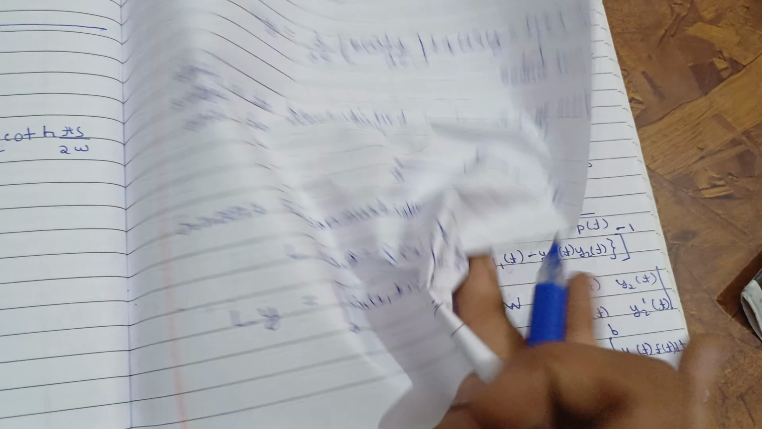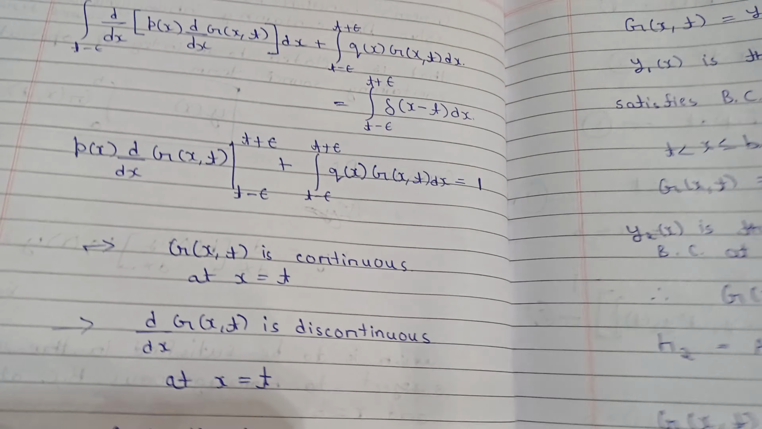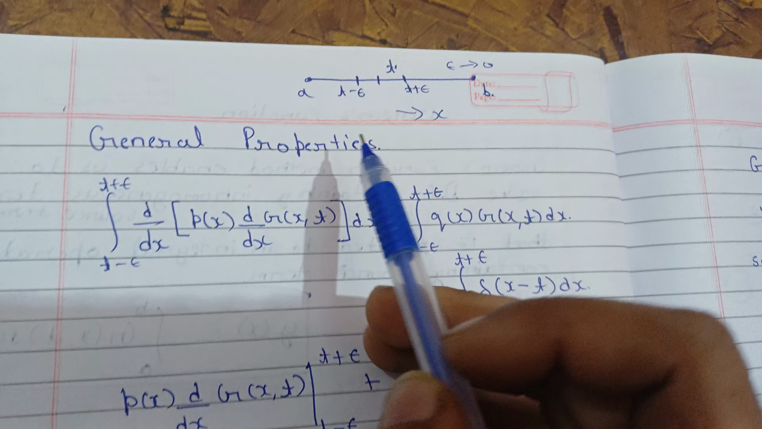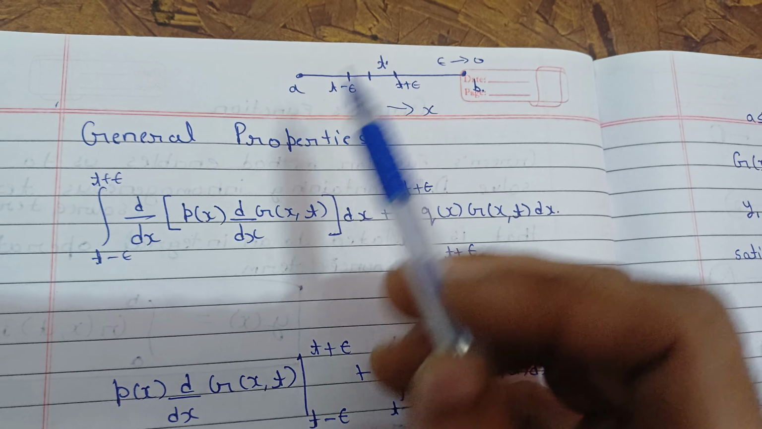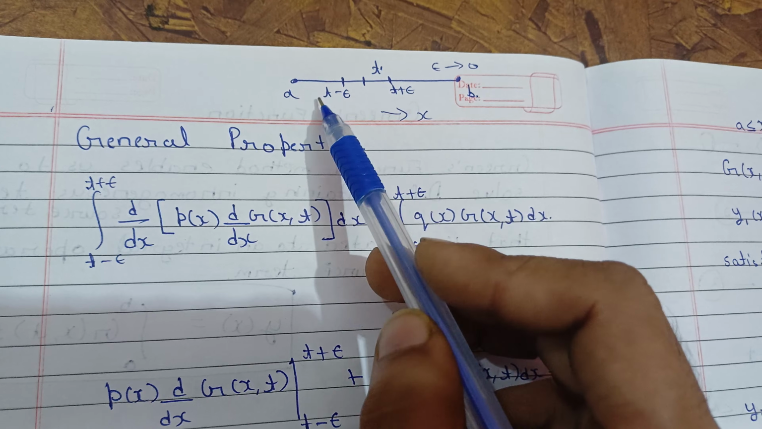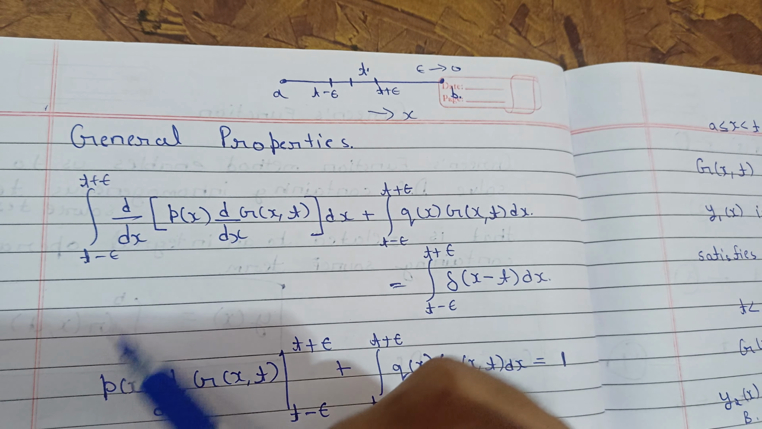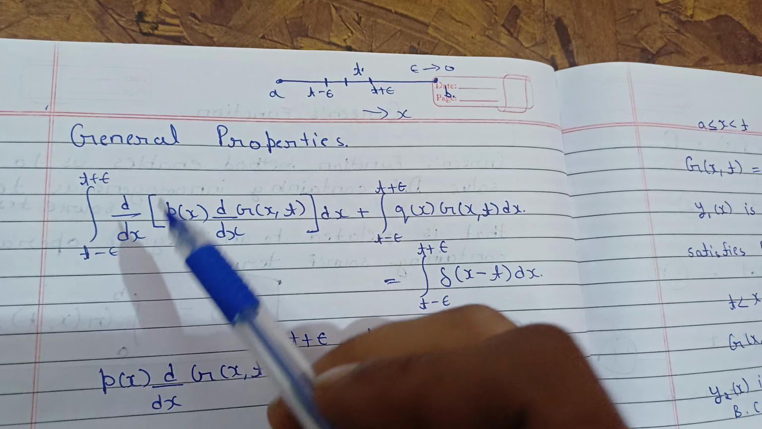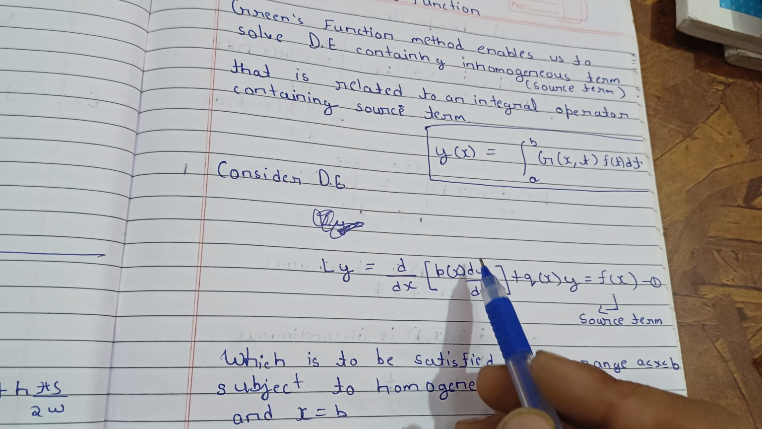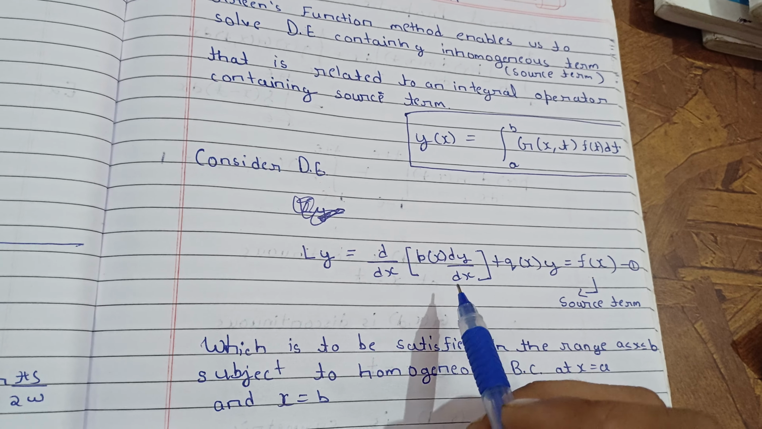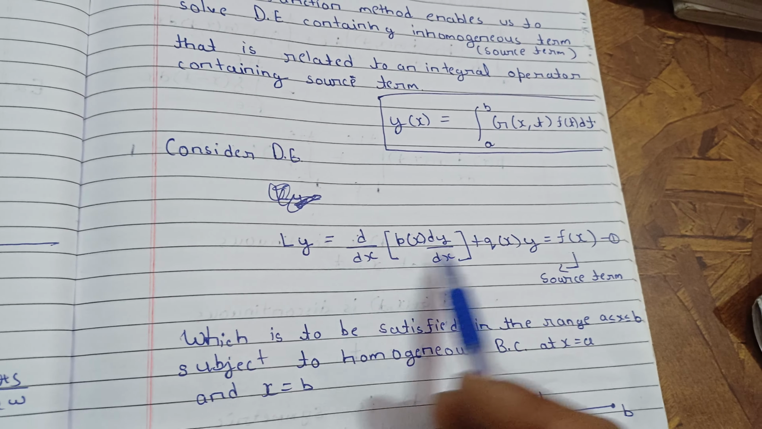Okay, so we must remember these are some properties which must be satisfied, otherwise we can't get our Green's function. Let's say x can vary from a to b and there is some point t inside this, with t minus epsilon and t plus epsilon. So we have this limit for t, and now we'll solve this differential equation. In place of y just write g and then integrate this from t minus epsilon to t plus epsilon. We'll integrate this complete equation.